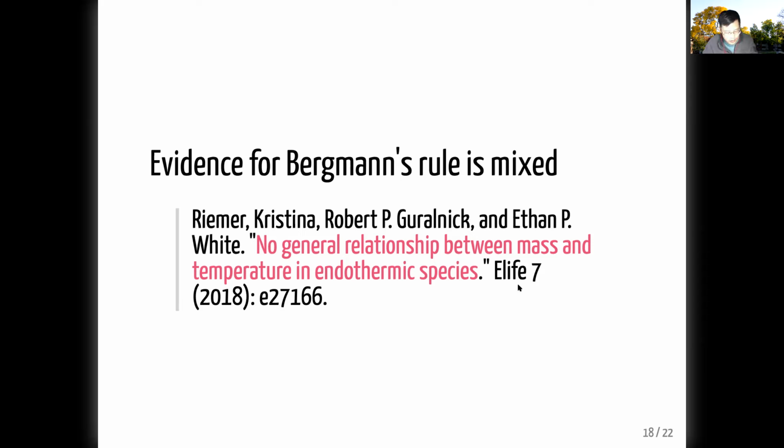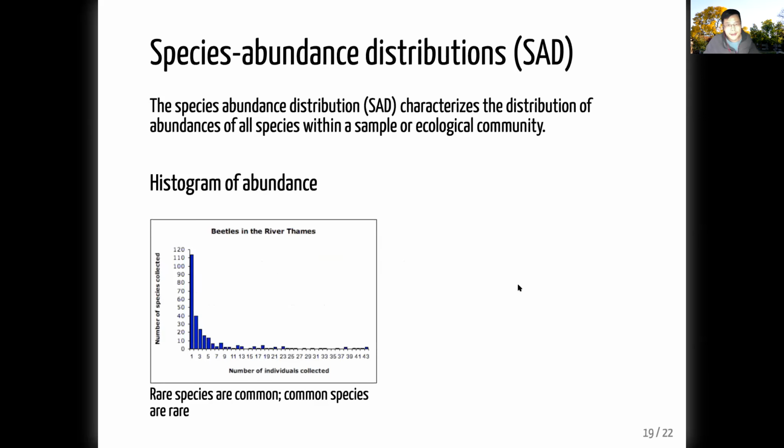Okay, so now let's move on to species abundance distribution. The species abundance distribution characterizes the distribution of abundances of all species within a temporal or ecological community. There are two primary ways to visualize species abundance distribution. The first one is just to take the histogram of abundance.